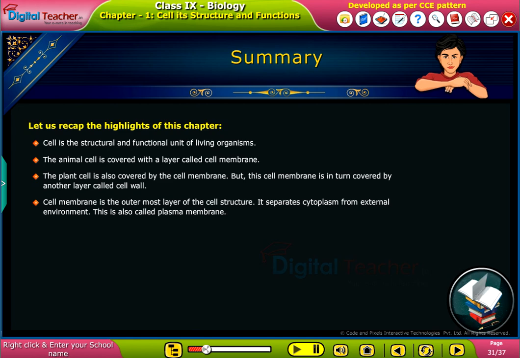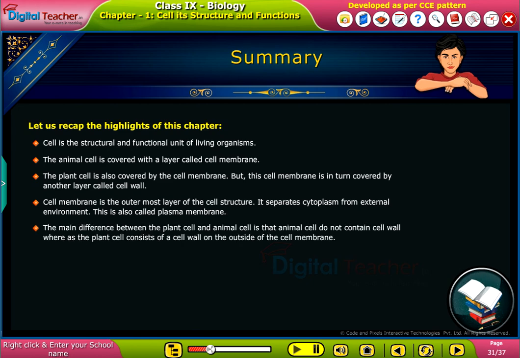It separates cytoplasm from the external environment. This is also called plasma membrane. The main difference between the plant cell and animal cell is that animal cells do not contain a cell wall, whereas the plant cell consists of a cell wall on the outside of the cell membrane.